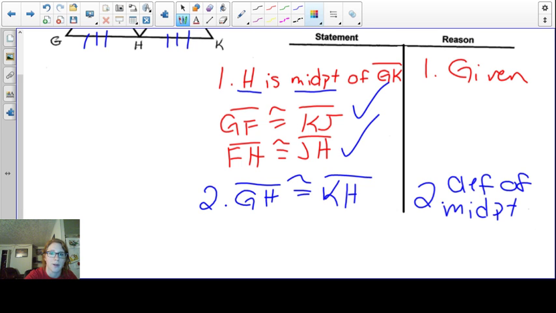So let's take a look. Do I have all 3 things written and accounted for? Cool. So now I can say triangle FGH is congruent to triangle JKH. Why are those 2 guys congruent? Side, side, side.